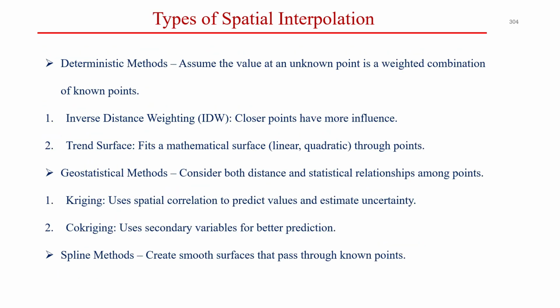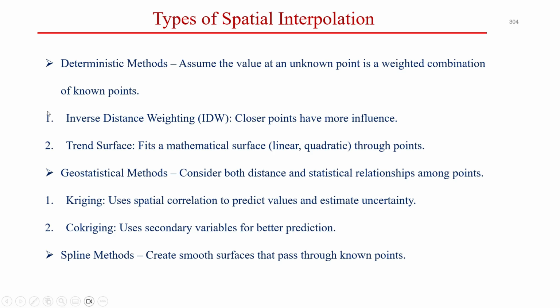Let's quickly walk through the main types of spatial interpolation. The deterministic models assume that the value at the unknown point is some weighted combination of the nearby known points. IDW is inverse distance weighting, where closer points have more influence, as I was telling earlier. In trend surface, you try to fit a mathematical surface, a linear or a quadratic equation, across all the data points that you have, and it is good for capturing large-scale trends.